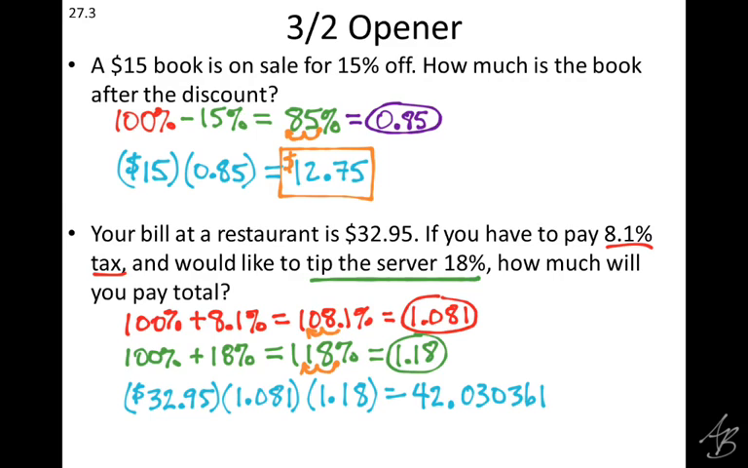Well, we need to round it, right? So we need dollars and cents. The cents is going to be 2 decimal places, which means we cross off everything after that. And what do I do with this 3? Keep it as is. Why am I going to keep it the same?